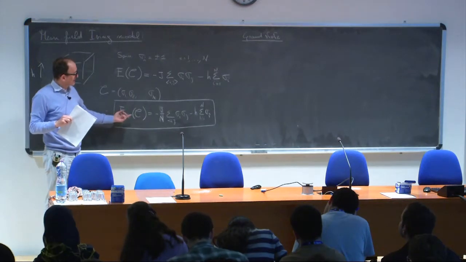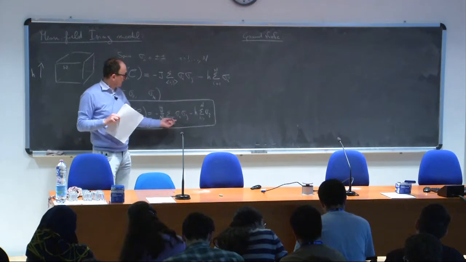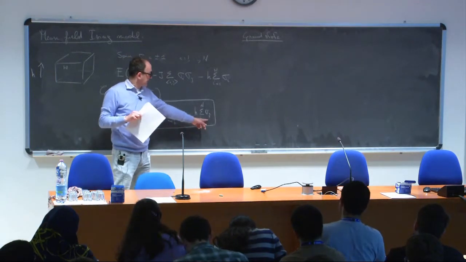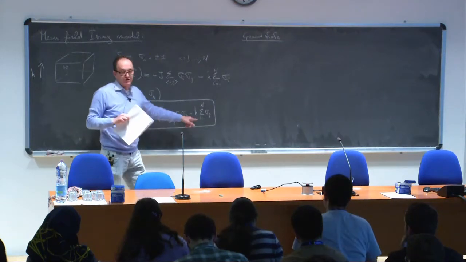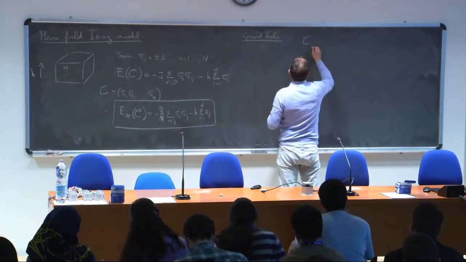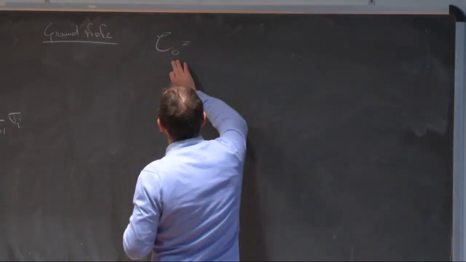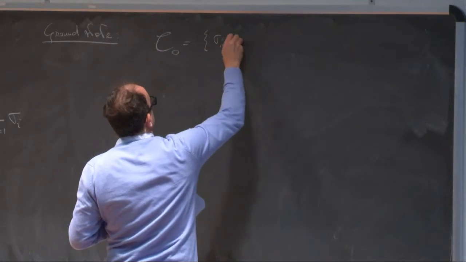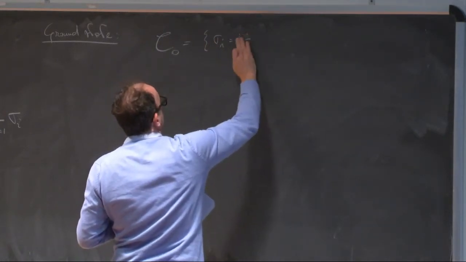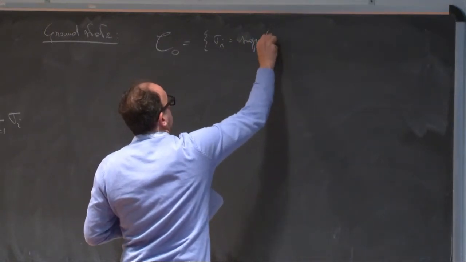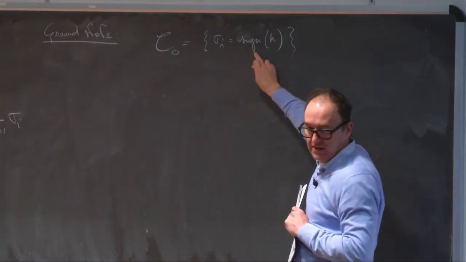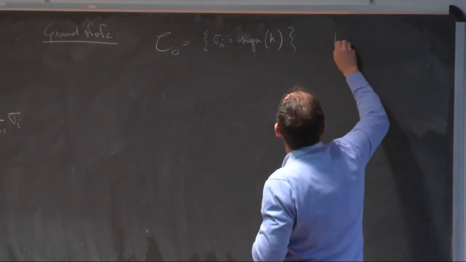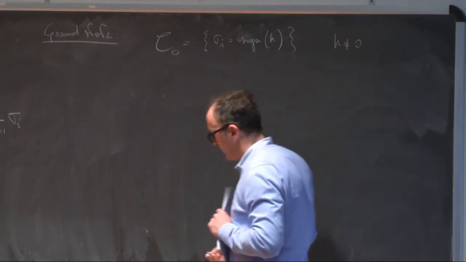So the configuration that minimizes the energy is clearly the configuration where all the spins are parallel. So this is equal to 1 for all the pairs. And all the spins are parallel to the sign of H. Okay? So the configuration of the ground state is one where, say, sigma I are all equal to plus 1 times the sign of H. By this I mean that if H is positive, this is plus 1. If H is negative, this is minus 1, okay? So this is if H is different from 0.